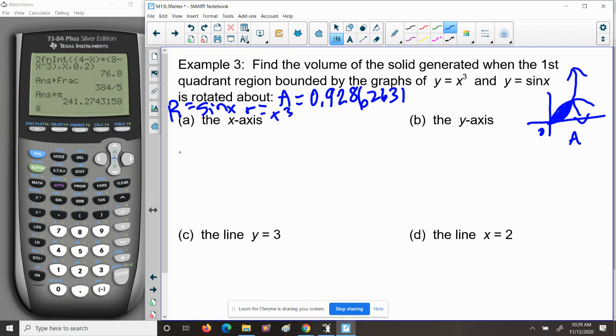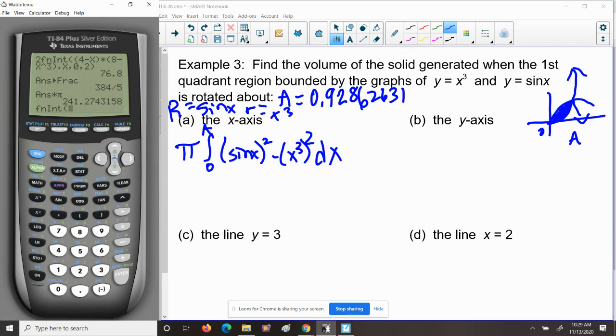So our volume here, using washer, would be pi times the integral from 0 to that A number, of sine of x squared minus x cubed squared. All right, let's go. I'm going to leave the pi off again. I'll add it in.